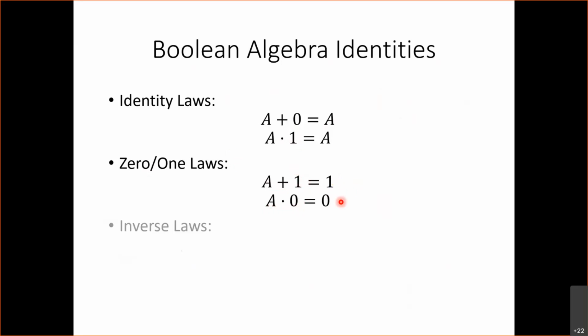Okay? Then we have the inverse laws. The inverse law tells us that A or not A is always 1. Right? Because if A was 1, then not A is 0, and if A was 0, then not A is 1. So in this case, we're always going to have a 1 on one of the sides, one of the operands, so the result will be 1. And A and not A is always 0, because again, if A was 1, then not A will be 0, and if A was 0, then not A will be 1. So we will always have one of these be a 0.